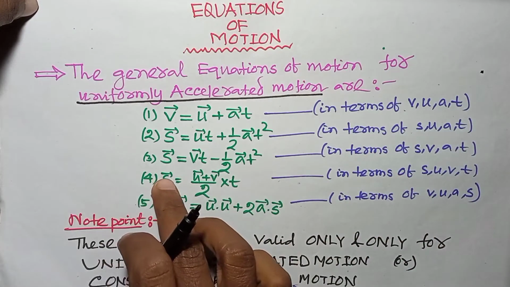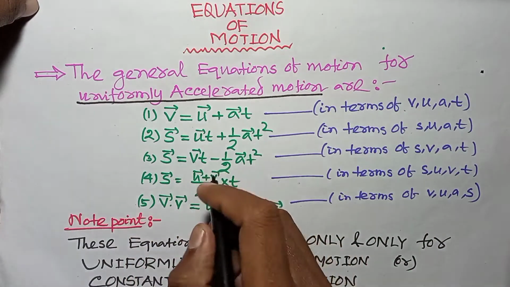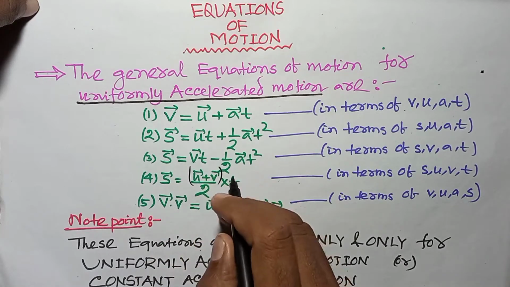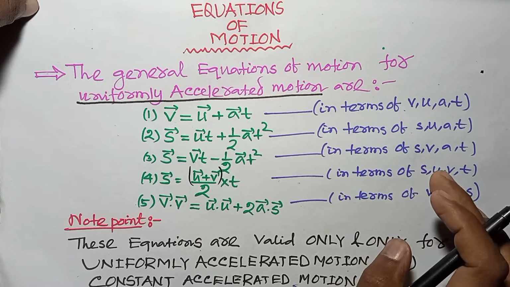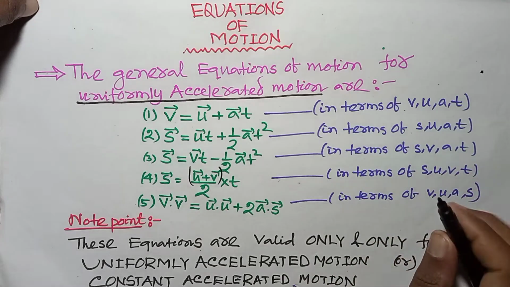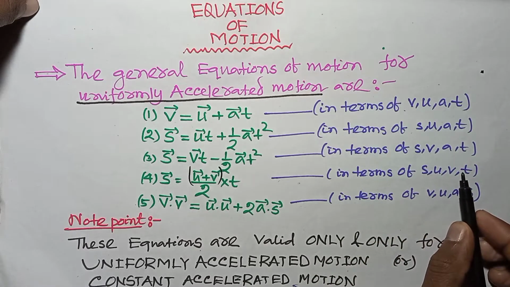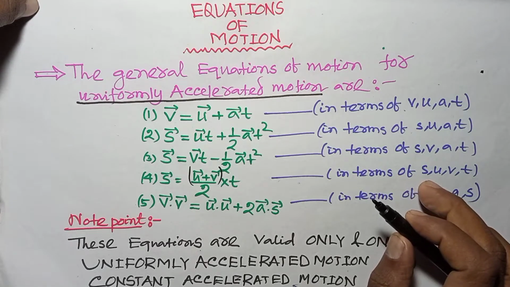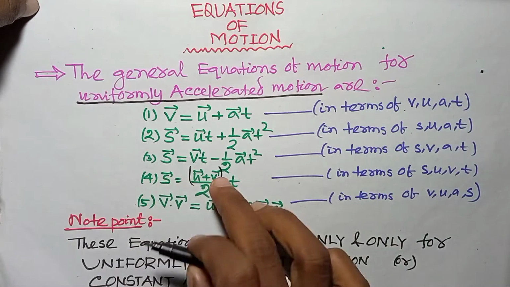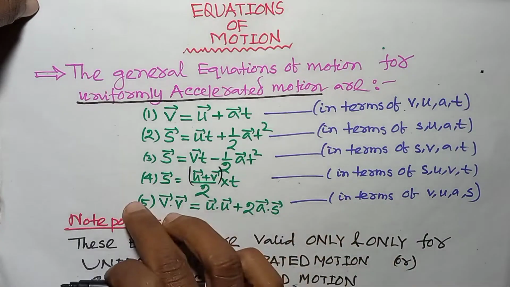The fourth equation is s equals (u plus v) upon 2, into t. This equation is in terms of s, u, v, t. If any three of the quantities are given, then you can apply this formula to find the fourth quantity.